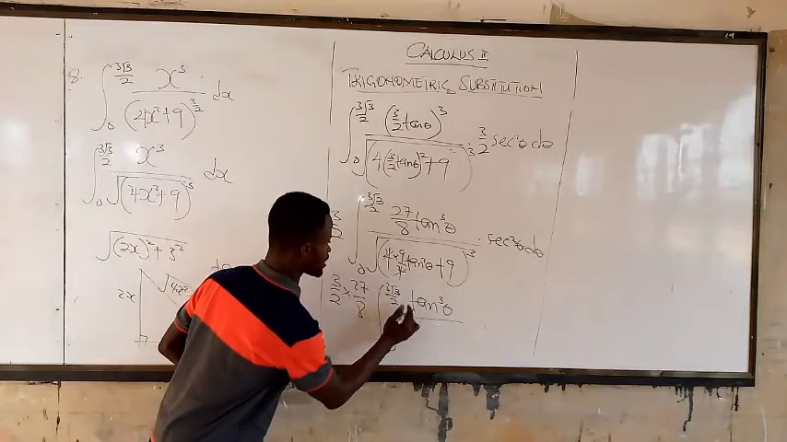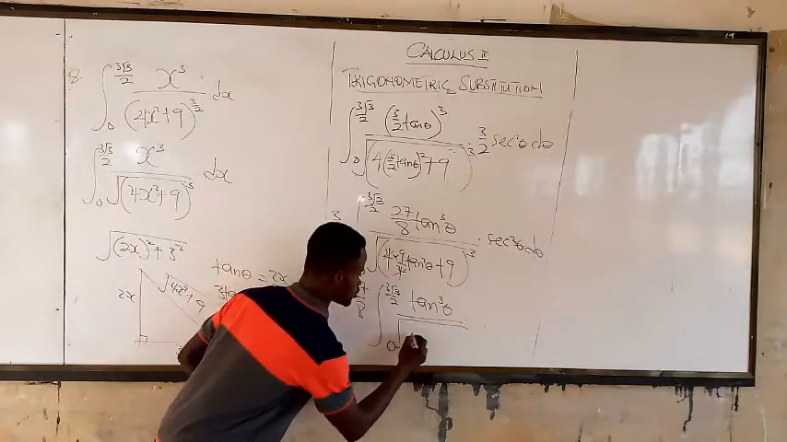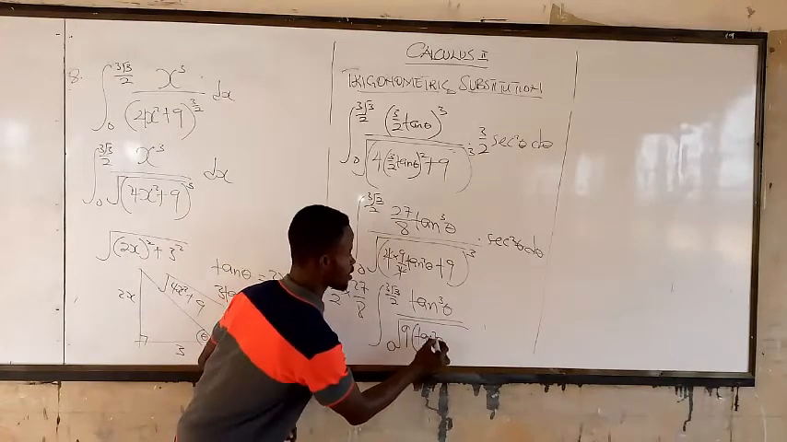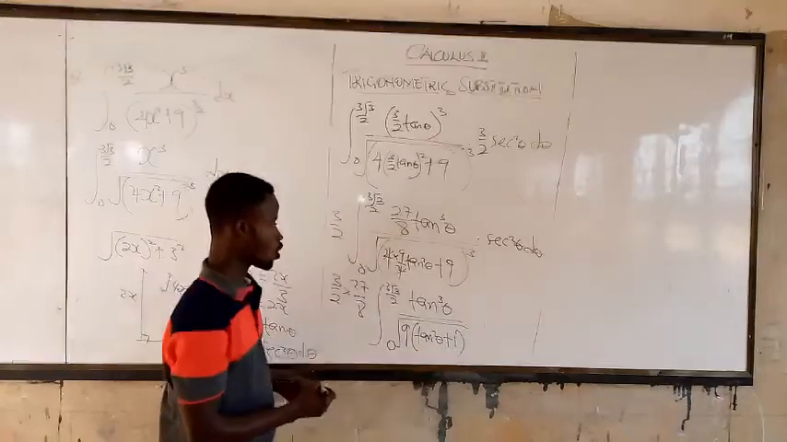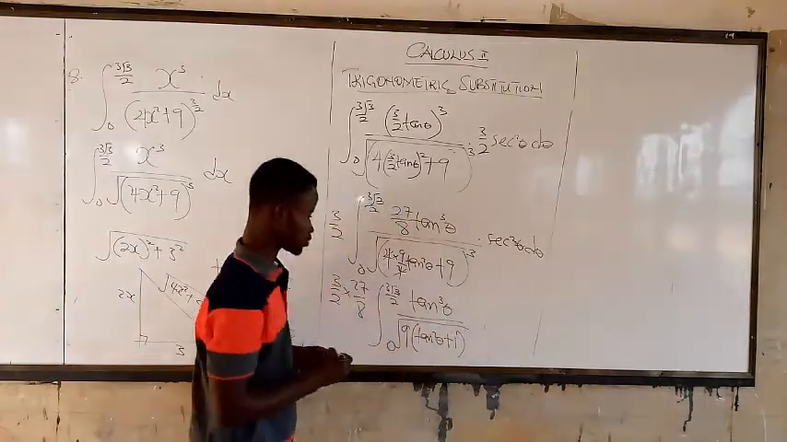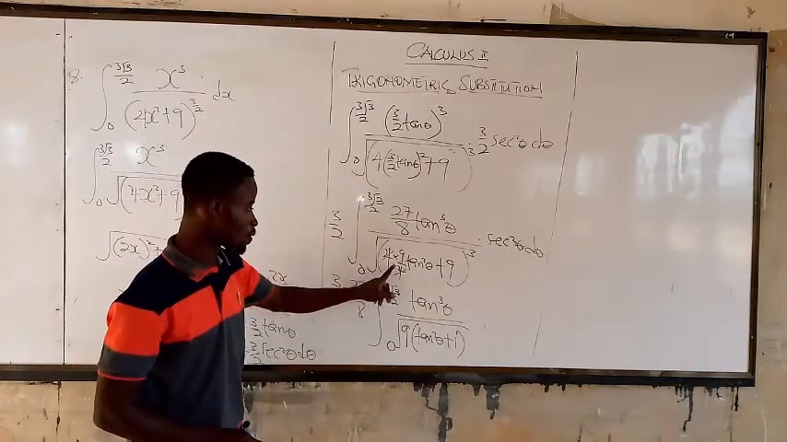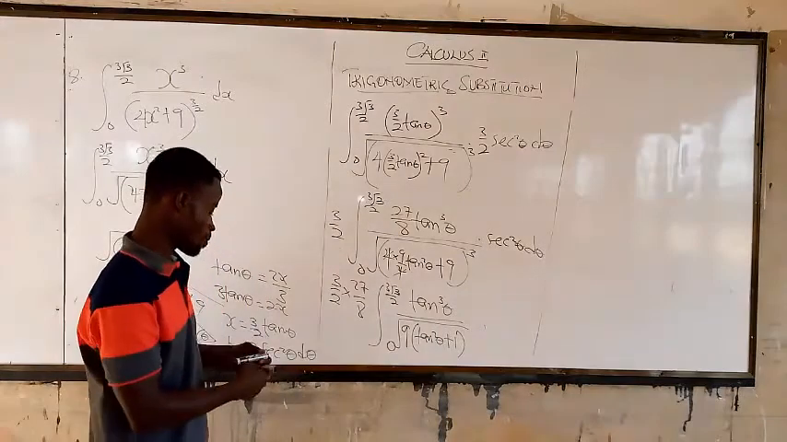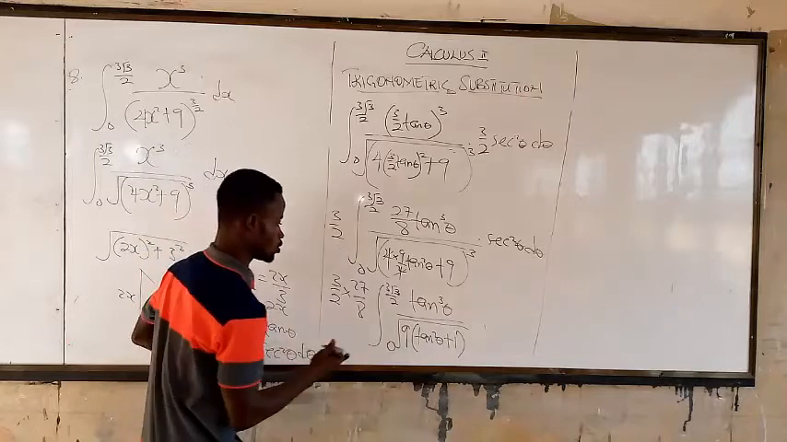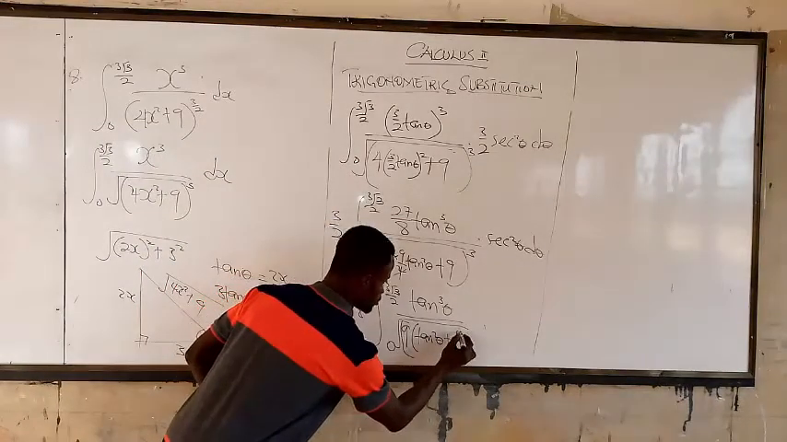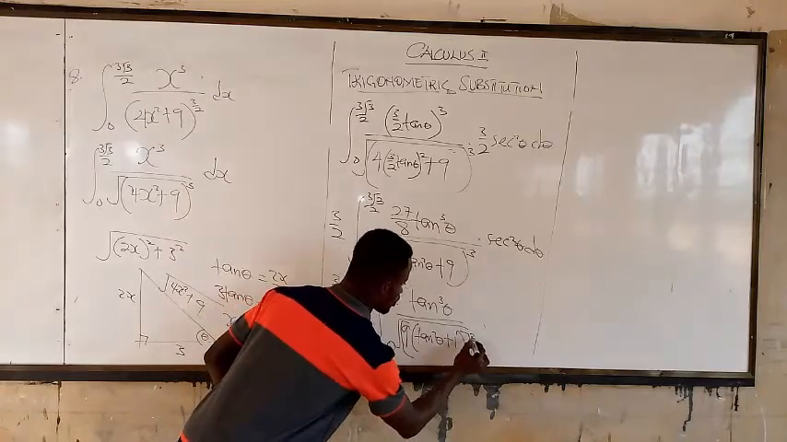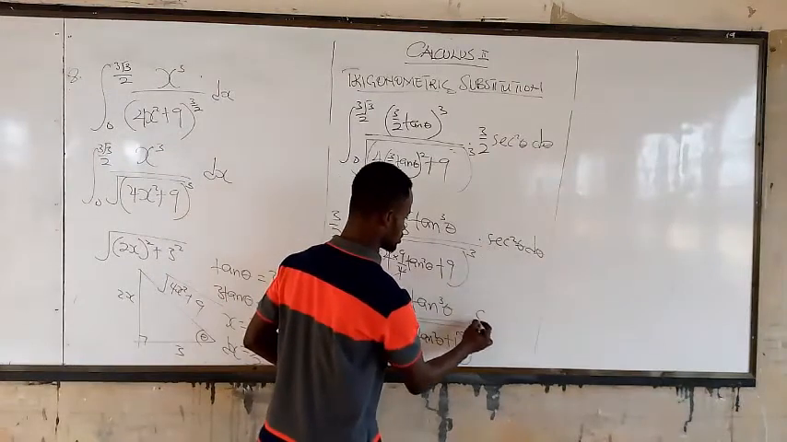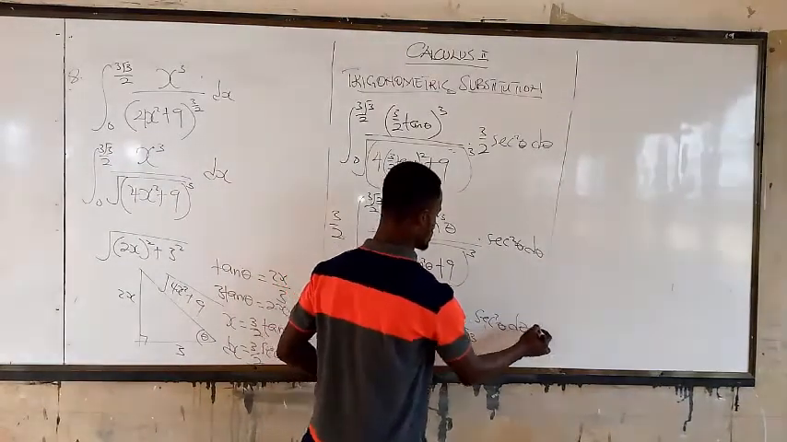Over here, we can factor this 9 out. 9 can come out. Then we have tan square theta plus 1. Okay? All to the power 3. But don't forget that to the power 3 will affect the 9 that you are factoring out also. So all to the power 3. Okay. And here we get sec square theta d theta.